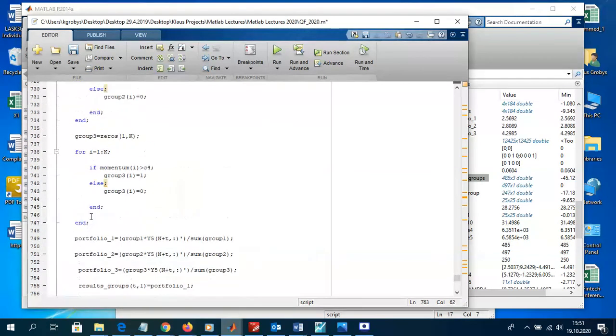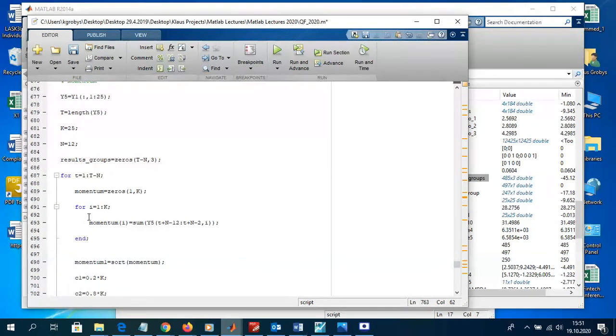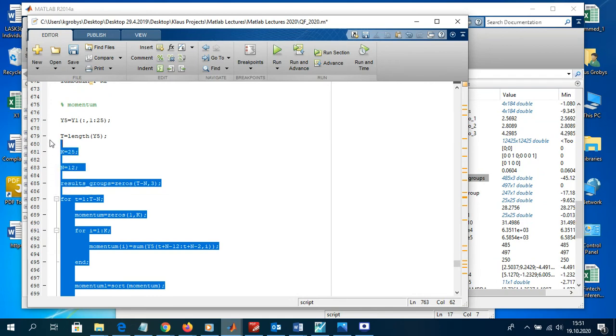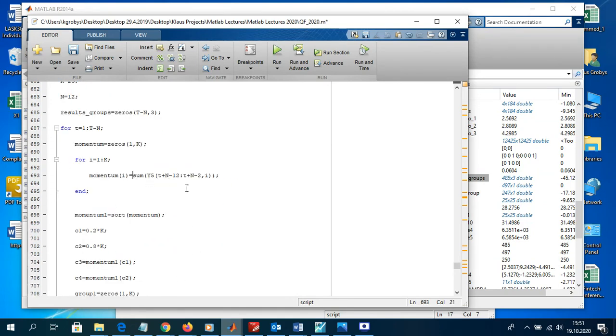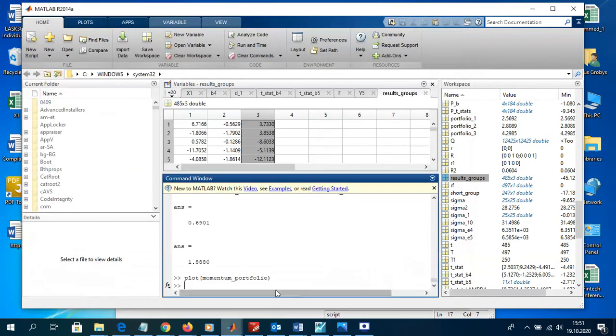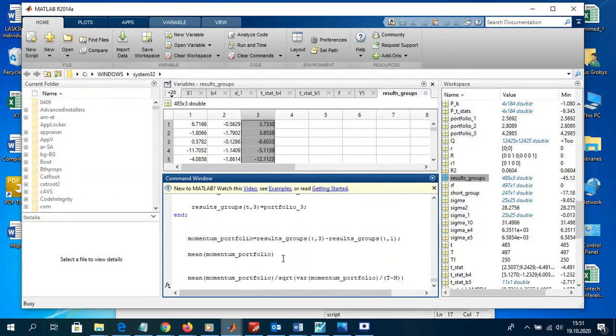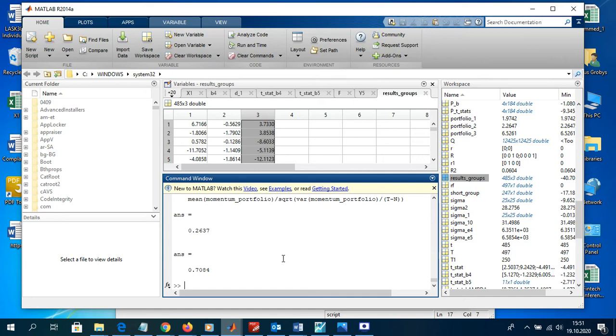So we can just copy everything again, with the small change in this line. Let's paste it into Matlab. What comes out is a payoff of 0.26% per month, with a t-statistic of 0.71 in rounded figures, which indicates that this payoff is statistically not different from 0.